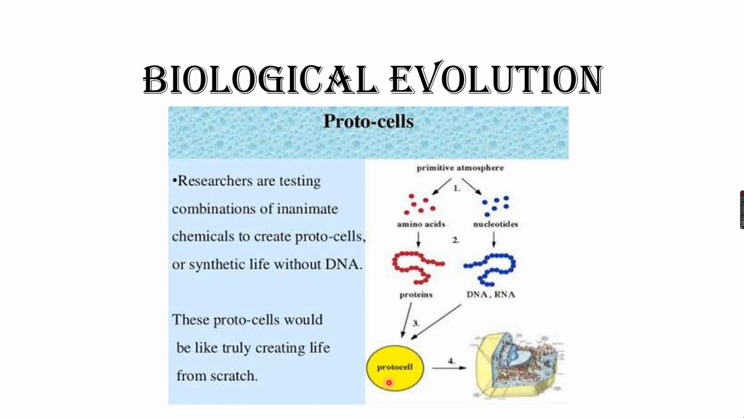Like this, the proto or primitive cells appear, and these primitive cells form from the organic compounds or gases present in the atmosphere. So this evolution is called biological evolution, right? We'll see this biological evolution.